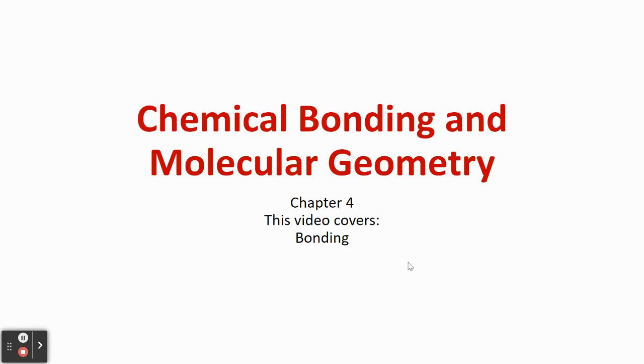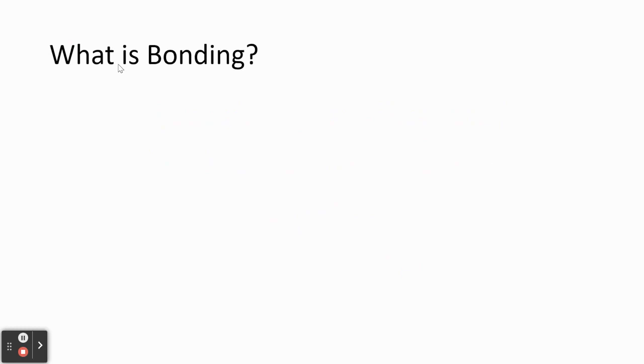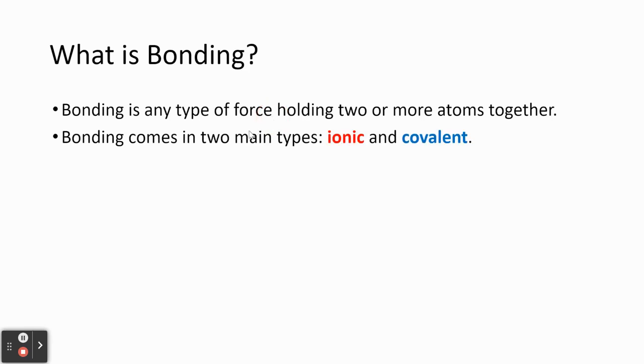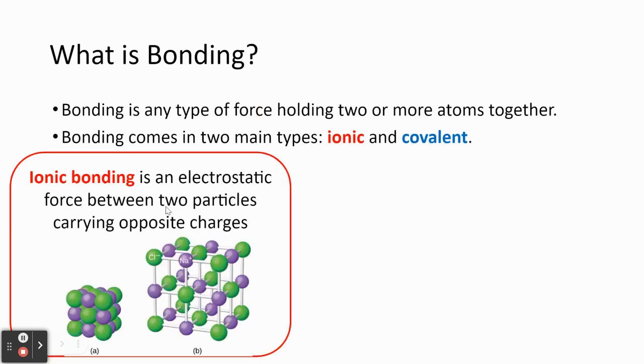Hello, this video covers chemical bonding. So what exactly is bonding? Bonding is any type of force that holds atoms together so they can function as a unit. Bonding can come in two types. It can be ionic or covalent.